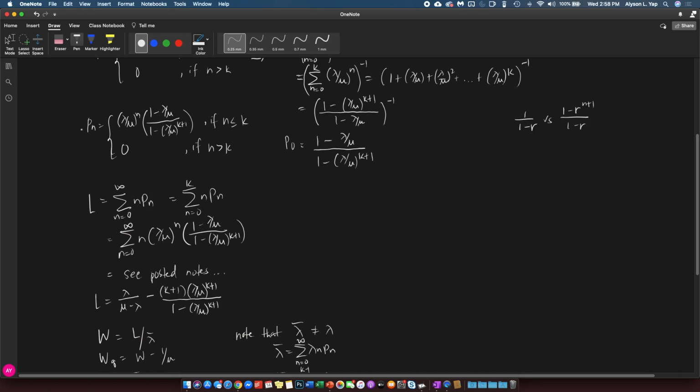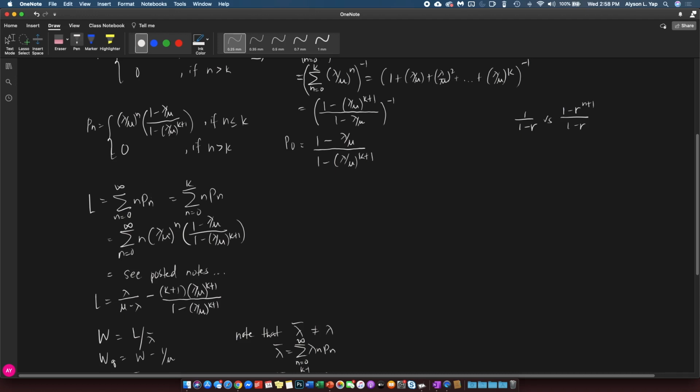Now, because we have p sub n, then we can get L. L is by definition this. And your summation, instead of running from 0 to infinity, we can now limit to n equals 0 to k.